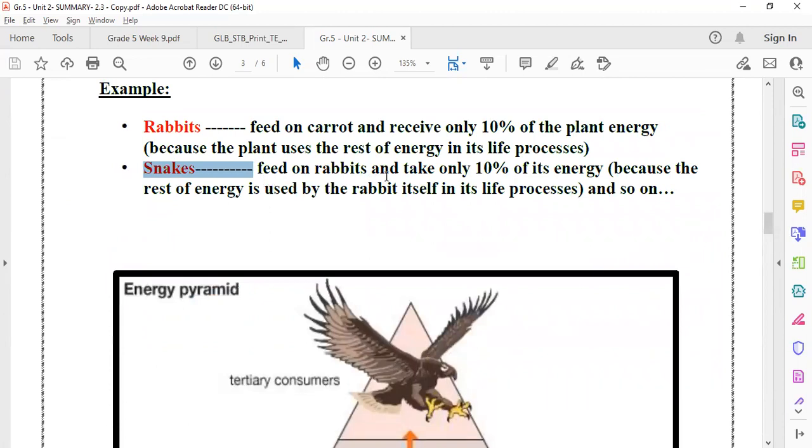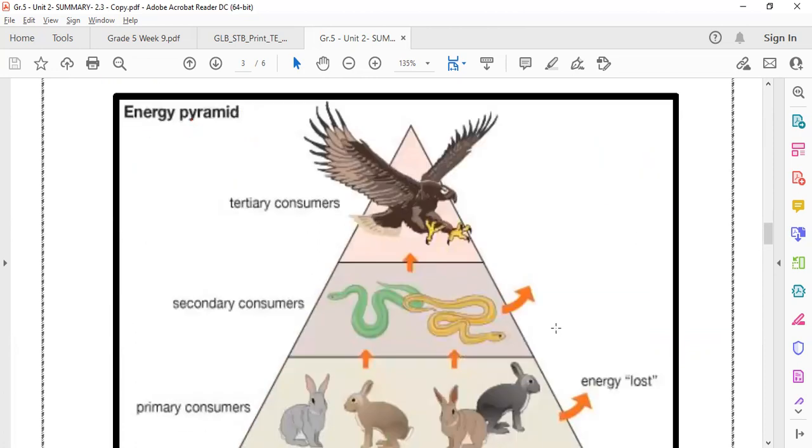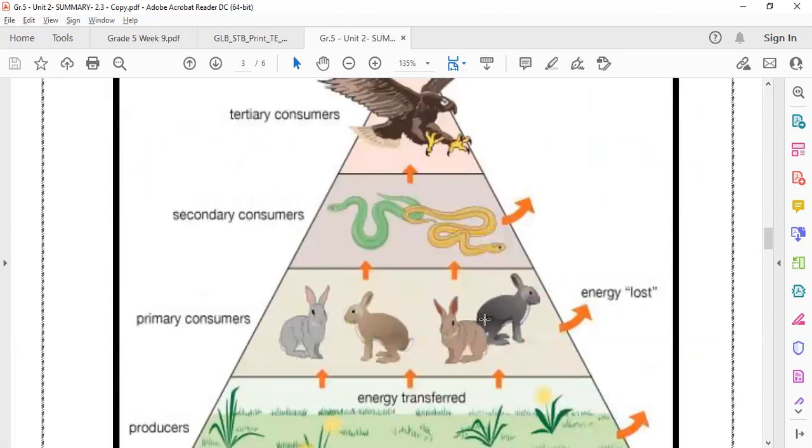Snakes feed on rabbits and they take only 10% of its energy. So they take 10% of the energy that was in the rabbits, that the rabbits already got from eating plants. So why do the snakes take only 10% of the energy in the rabbits? Because the rest of the energy is used by the rabbit itself in its life processes, like running, finding food, reproduction, and growing. These are all activities that need energy.